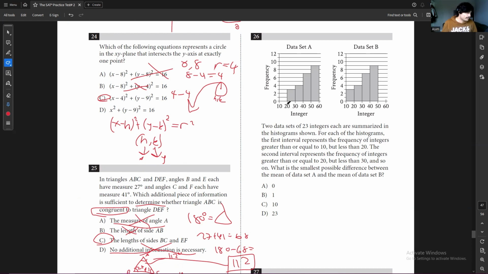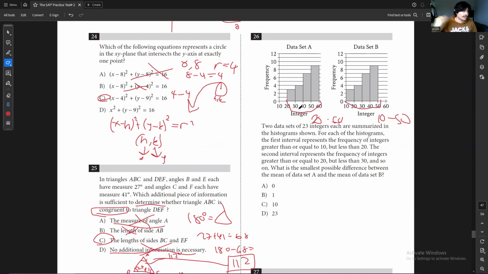Notice that our data set A contains integers between 20 and 60. However, data set B has 10 to 50. Therefore, the mean of data set A is definitely going to be greater than that of data set B. So this is helpful information.